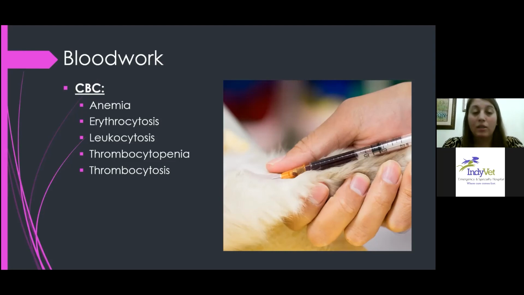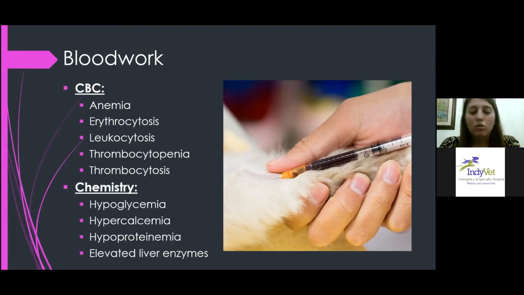Another thing we can see is thrombocytosis. Cancer is one of the diseases that actually causes a significant increase in platelets. So if you see an increase of platelets on your CBC, I would be very concerned for cancer.